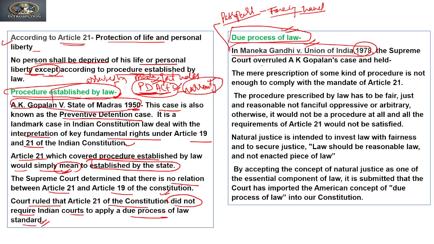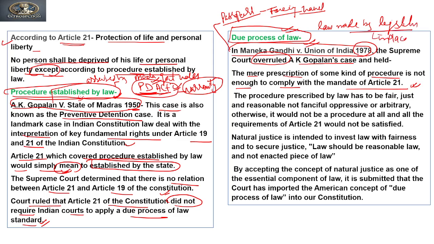So, in this case, the Supreme Court overruled the A.K. Gopalan case. It nullified whatever judgment was given in A.K. Gopalan while interpreting the procedure established by law. The Supreme Court in Maneka Gandhi overruled that and held that mere prescription of some kind of procedure is not enough to comply with the mandate of Article 21. It means that only a law made by the legislature is not enough.